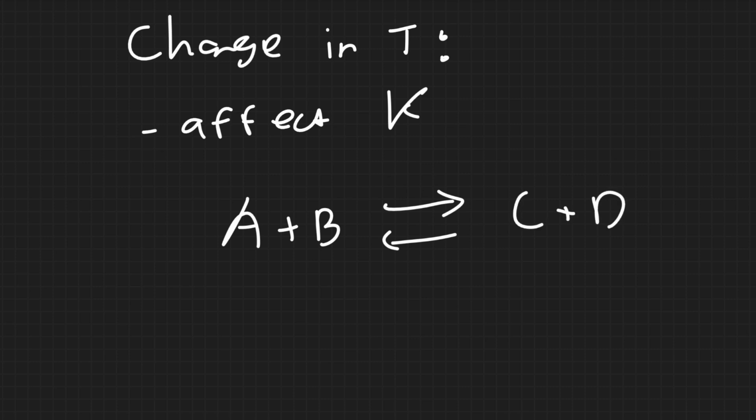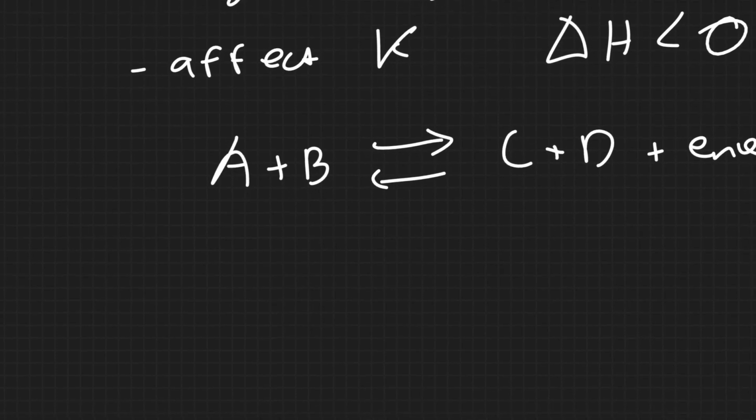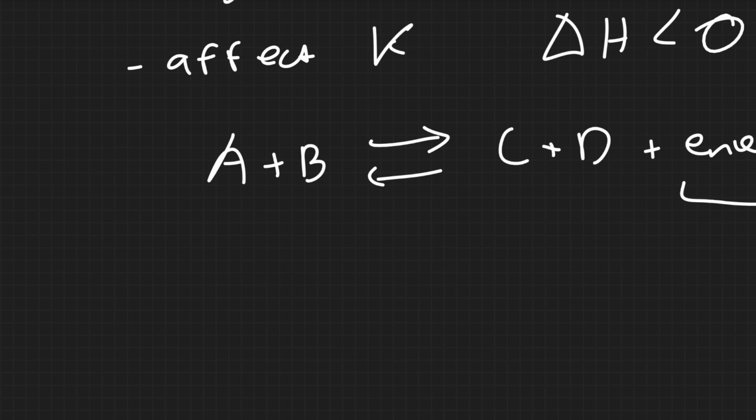Let's say that the delta H for this reaction is less than 0. Well, that means that it's going to be a negative delta H, which means that it's exothermic. So technically I could write over here plus energy. So you can just write out energy over here as if it's a product. That's perfectly fine. So now I have to think about what would happen here if our temperature is changing. So let's say our temperature goes up. How is our K going to be affected?